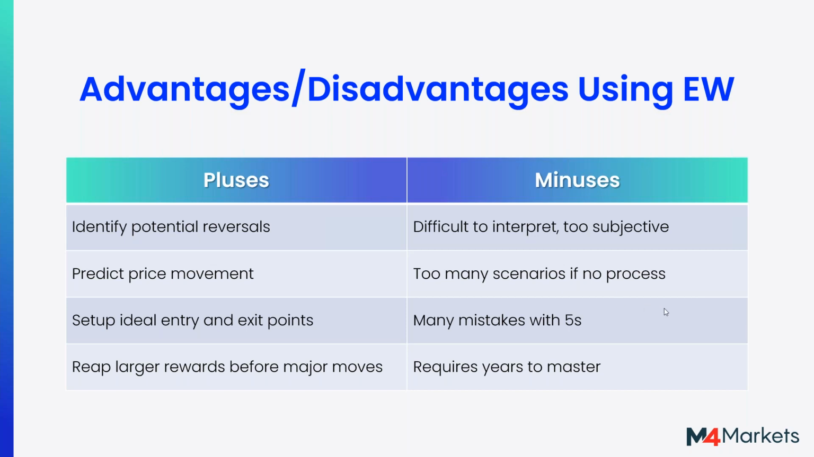Too many scenarios, if there is no process, that is, many mistakes with 5s, because some people count 5s, but there are like 8 waves in there, which means there is an extension somewhere that is going to extend further, and they are selling, and they're like, oh my God. And it requires years to master, and I'm telling you from experience.